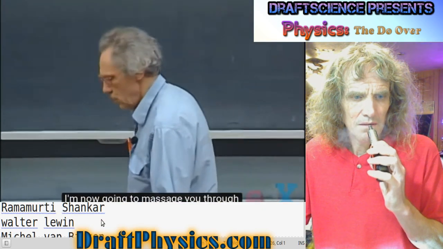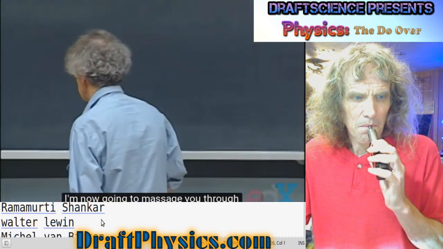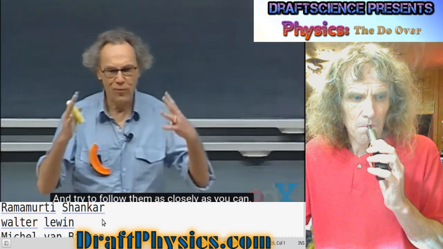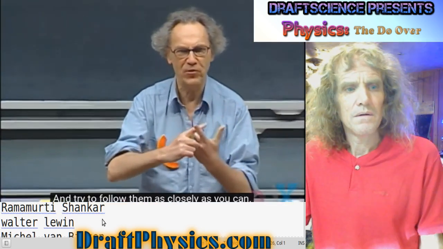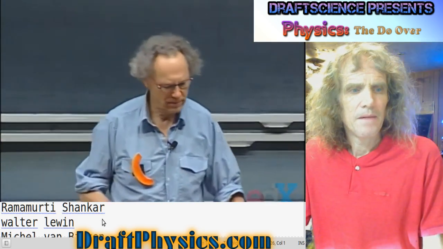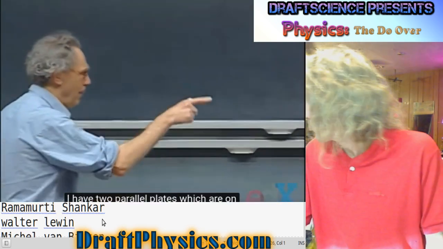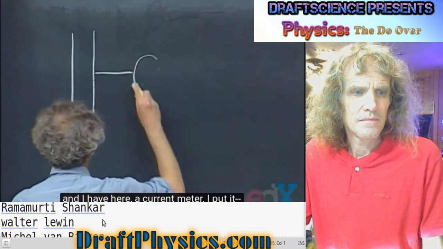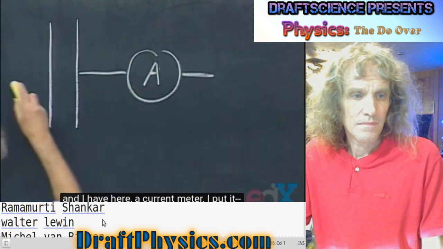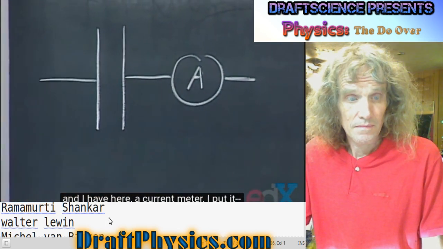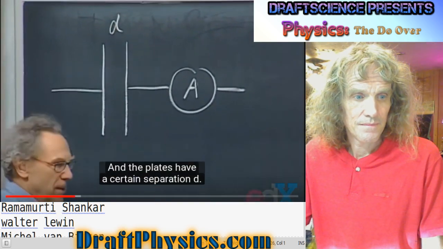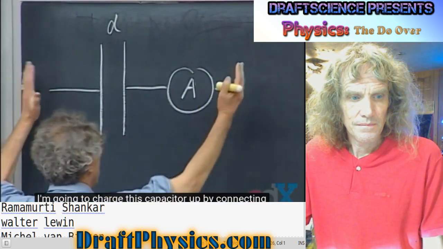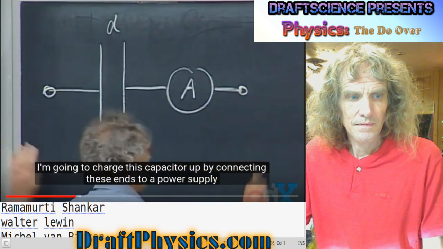I'm now going to take you through 4 demonstrations, 4 experiments. One of them you have already seen. Try to follow them as closely as you can, because if you miss one small step, then you miss perhaps a lot. I have 2 parallel plates which are on that cable, as you have seen last time. And I have here a current meter. I put an A in there, that means amp meter. And the plates have a certain separation D. I'm going to charge this capacitor up by connecting these ends to a power supply.